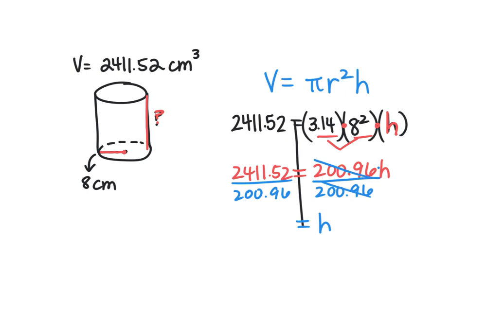Okay, when I work that out, I end up with 12. So the height of my cylinder is 12 centimeters. So I just worked backwards to find a missing dimension of my cylinder.